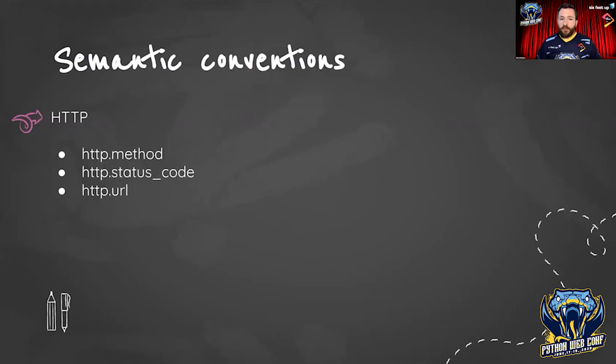But here's an example of a key name that you would have. And then you have your associated values, like method would be get or post or whatever. Status code could be the numeric value of it, for example. So that's kind of RESTful based. You can do the same thing for gRPC.